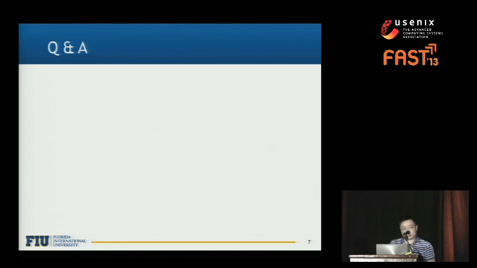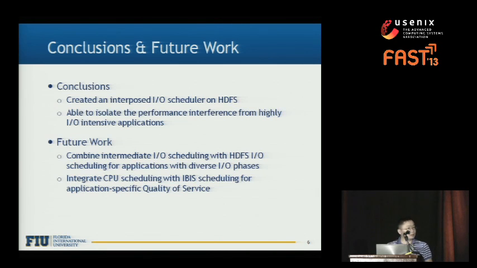Correct, yes. Yes, we have that in mind, but I think network contention is not as serious as I/O contention because ideally, most of the tasks will be executed in a data local style. So we are assuming that network resource is more abundant than I/O resources. Thank you.